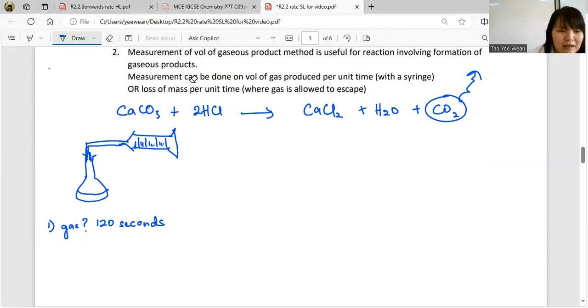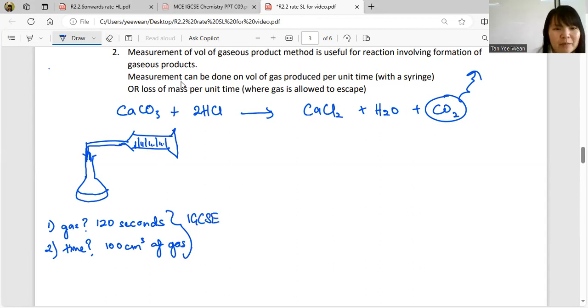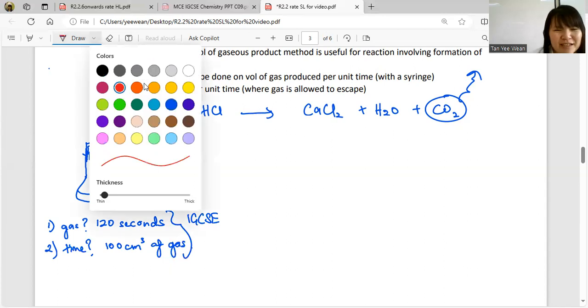So that's how you do it in IGCSE, right? Please don't do that in IBDP. It's not detailed enough. Okay, there was another way also. What is the time taken to form, say, 100 centimeter cubes of gas? So you just need to read the stopwatch. When it reaches 100 centimeter cube of gas, you read the stopwatch. The shorter the time, the faster the rate of reaction. So if I double the concentration of HCl, I'll get a shorter time. So these are what you did in IG, which is not detailed enough for IBDP. So please don't do this anymore. It's correct, it's just not detailed enough.